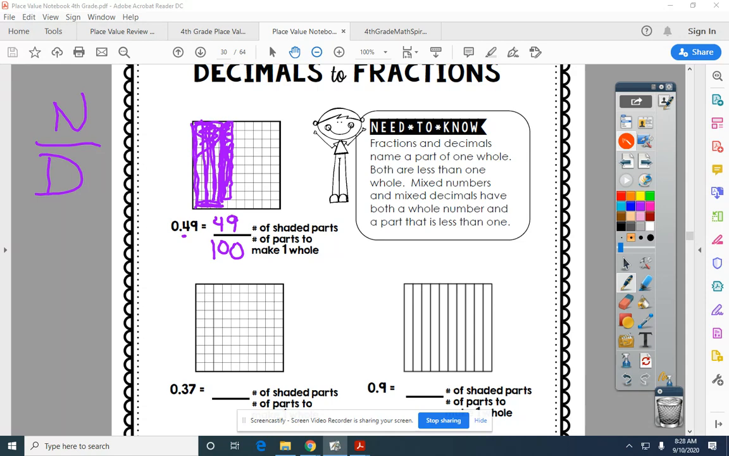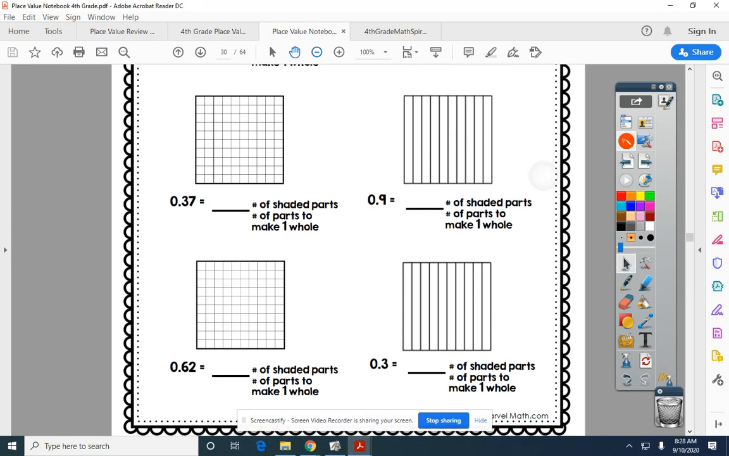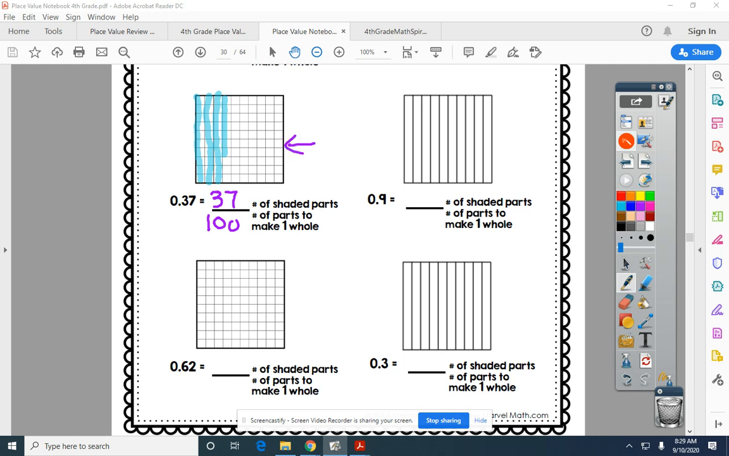Okay. Next one right here. Let's shade. How many squares should I shade for 0.37? 3 tens. 1/10, 2/10, 3/10, and 7 ones. Okay? And then what's my fraction? 37 is not a fraction, but 37 what? 37 over 100, because this thing is split up into 100 pieces, right? And this is 37 hundredths.